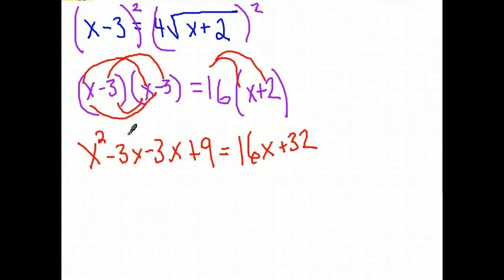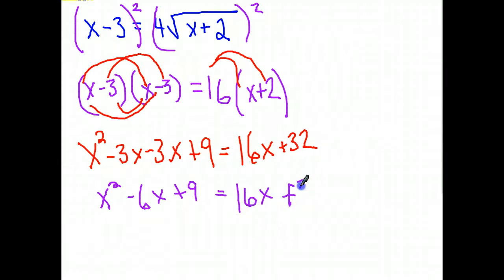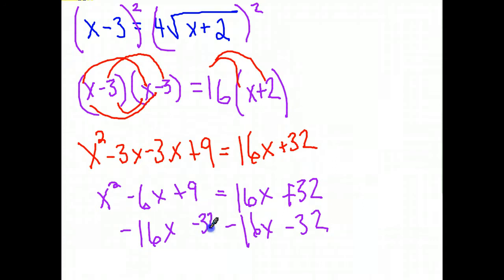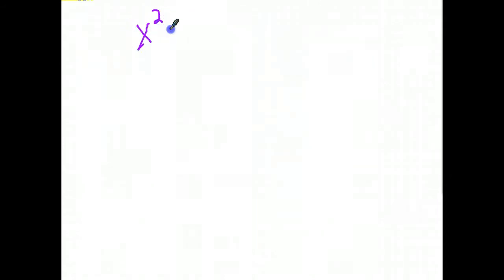We have a quadratic so far, so what we need to do is set it equal to 0. So let's mess with the left side first. We've got these two like terms right here, so we have x squared minus 6x plus 9 equals 16x plus 32. And like I said, it's a quadratic, so we need to set it equal to 0. So minus 16x minus 32 on both sides. So what we have is x squared minus 22x minus 23. So let's go to the next page and rewrite that. X squared minus 22x minus 23.